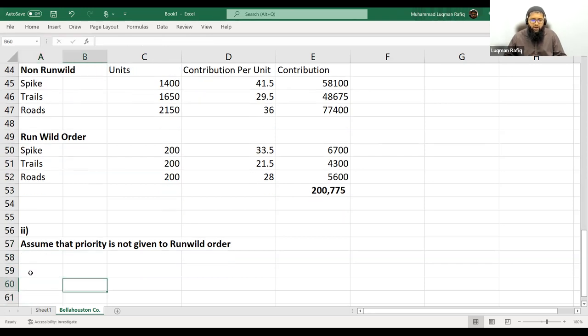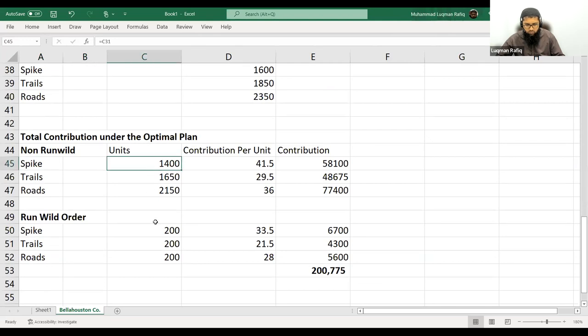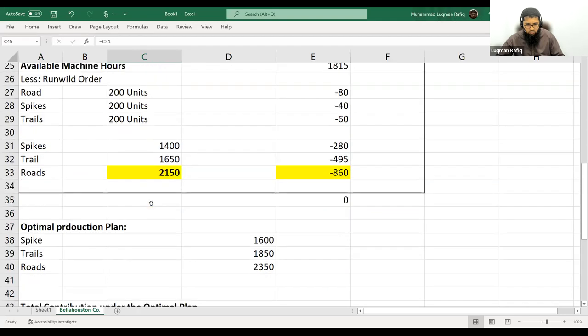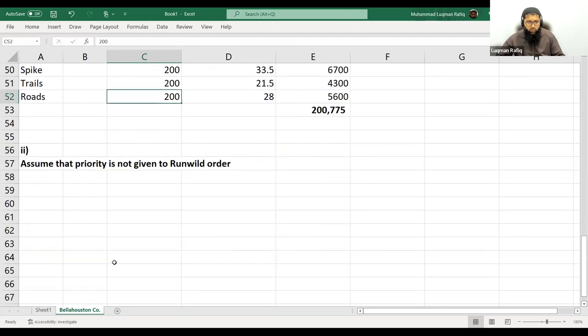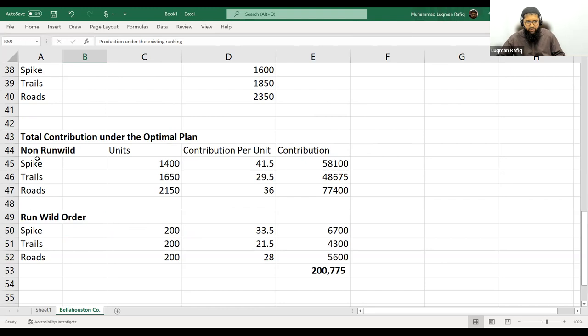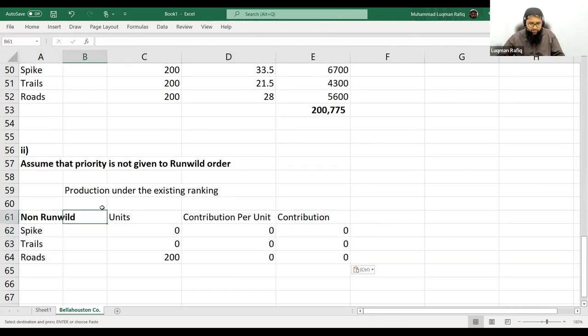Now, assume that priority is not given to Run Wild order. What is actually going to happen? What is going to happen is production under the existing ranking. So what would actually happen is that you would say that on the basis of existing ranking, we'll be operating like this.